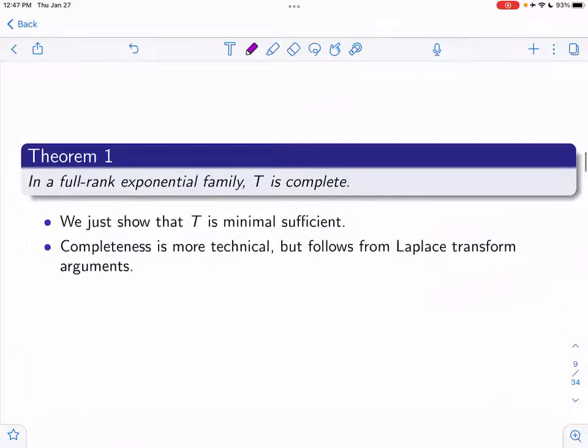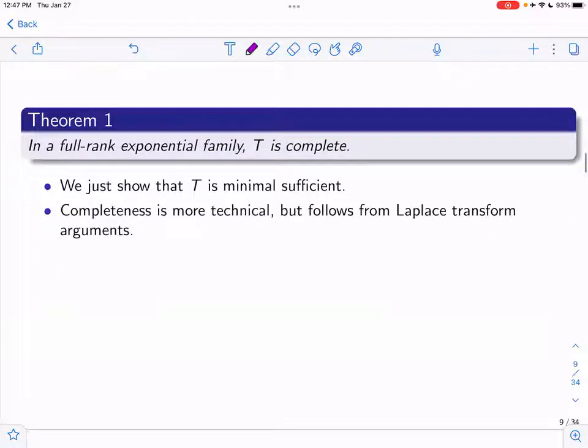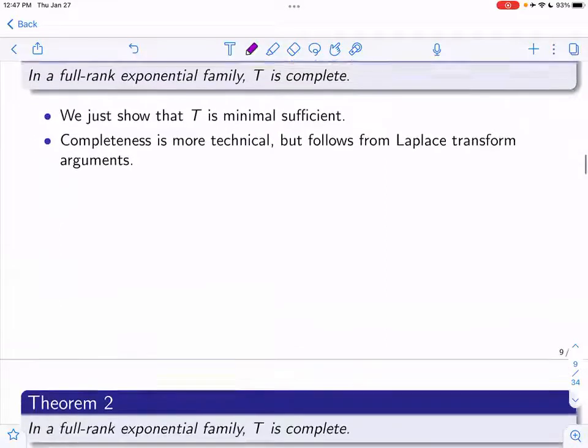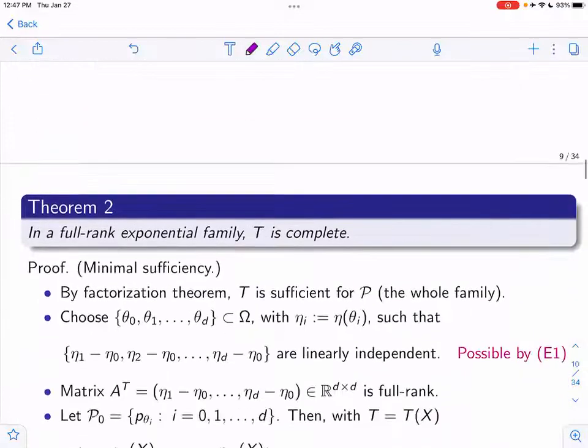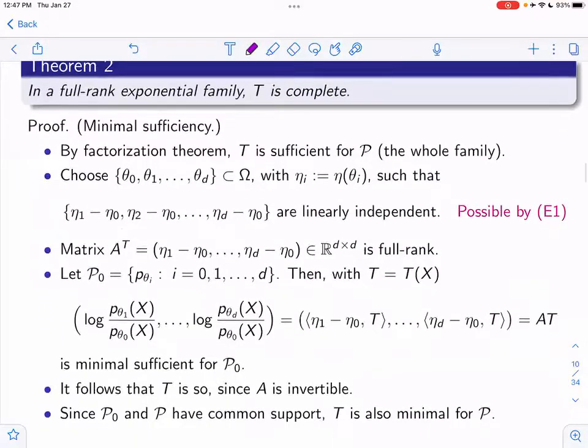Okay, so the main result is that in a full rank exponential family, a family that satisfies those two conditions, T is complete. The sufficient statistic is a complete statistic. That's the result that we appealed to multiple times in the past, and you can use it in your problem as well. The completeness proof follows from Laplace transform arguments. Basically, you have to show that the Laplace transform is invertible. I'm not going to do it. Let's accept the completeness. We're going to prove minimality, which is simpler.